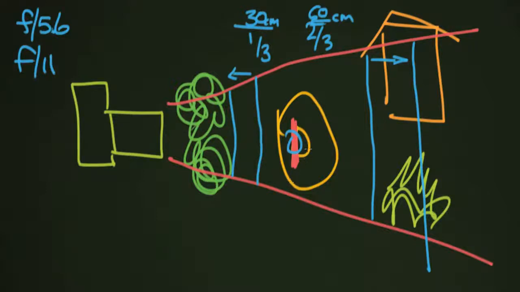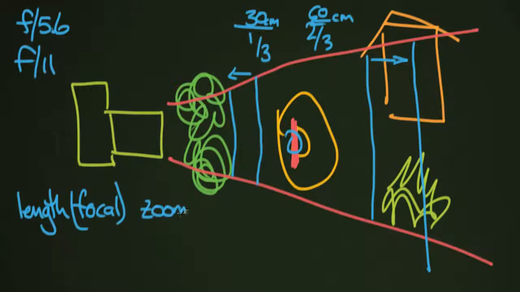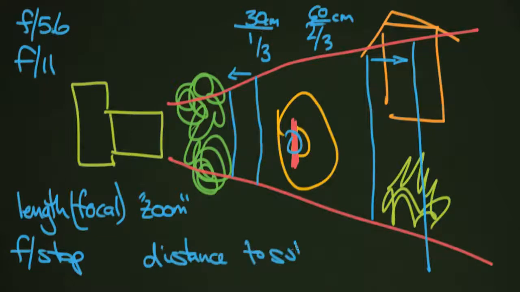Things that affect this are the length of your lens, so your focal length, sometimes called your zoom. And your f-stop, obviously, is going to affect that. Also your distance to your subject. The distance to the subject is really important in this equation.